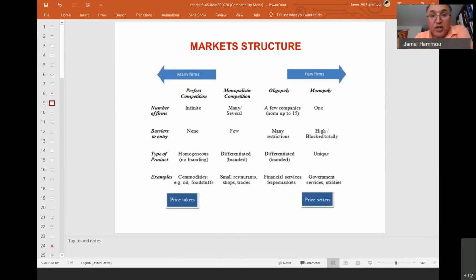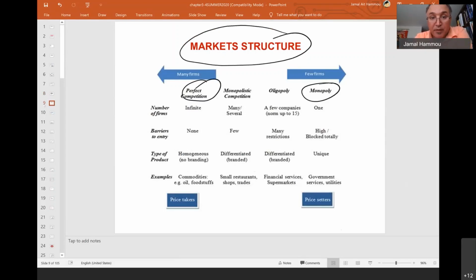So the market structure goes from perfect competition all the way to monopoly. In perfect competition, you have an unlimited number of buyers, an unlimited number of sellers, no barrier to entry, and the product is identical.